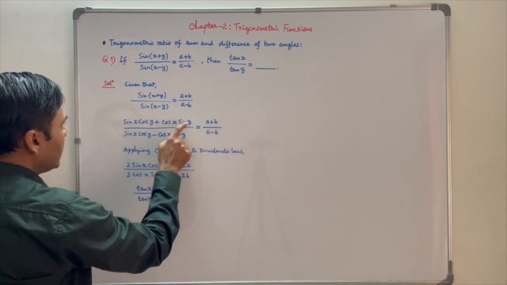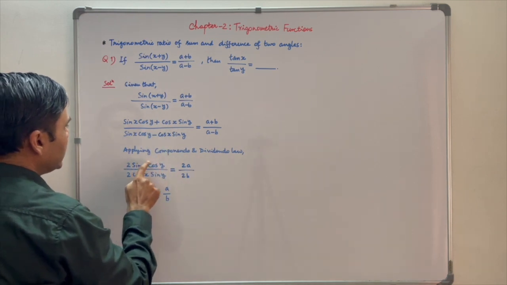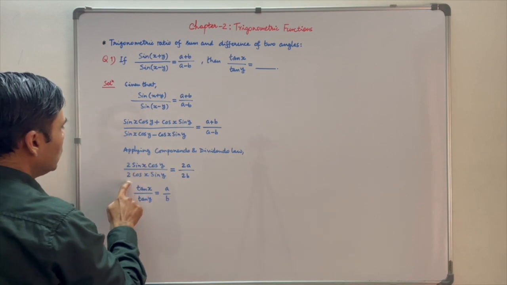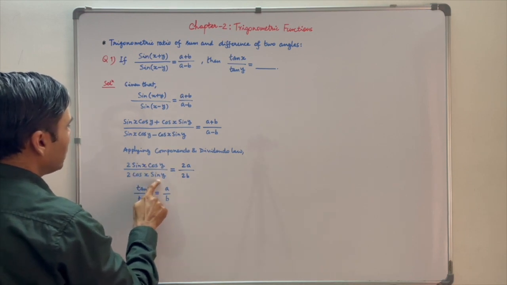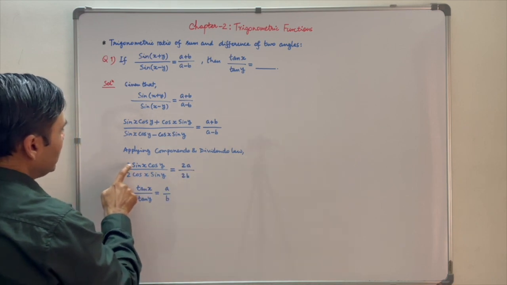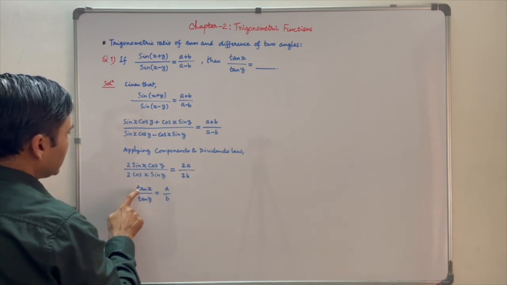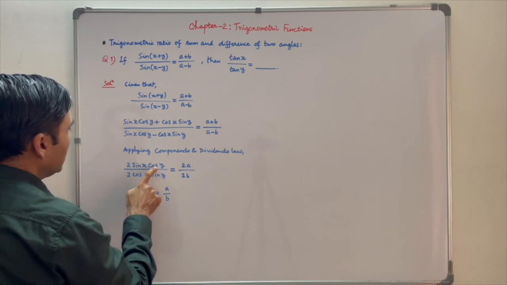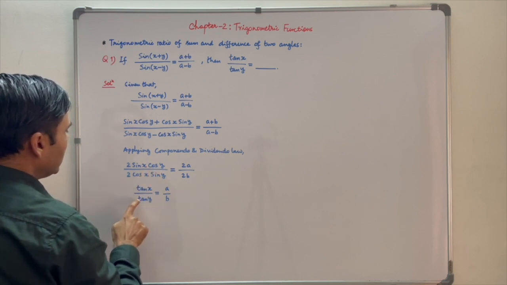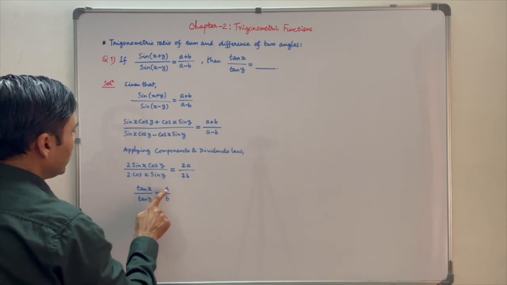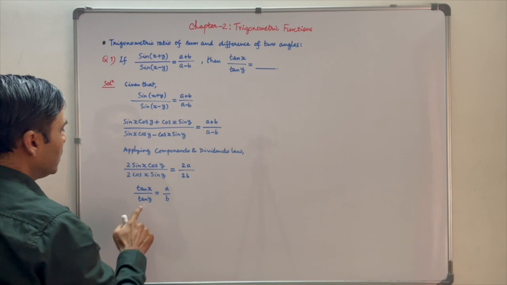So when you add them, you will get 2 sin x cos y in numerator, and when you subtract them, you will get 2 cos x sin y in denominator. Similarly on the other side. So it will be sin x upon cos x means tan x into cos y upon sin y will be cot y. When cot y comes in denominator, it will be tan y. So tan x upon tan y is equal to a by b. So that is our answer.